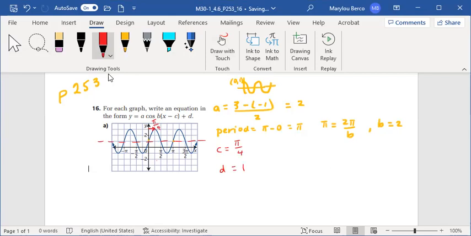So the equation in the form y equals a cos b x minus c plus d is y equals 2 cos 2 x minus pi over 4 plus 1. B.